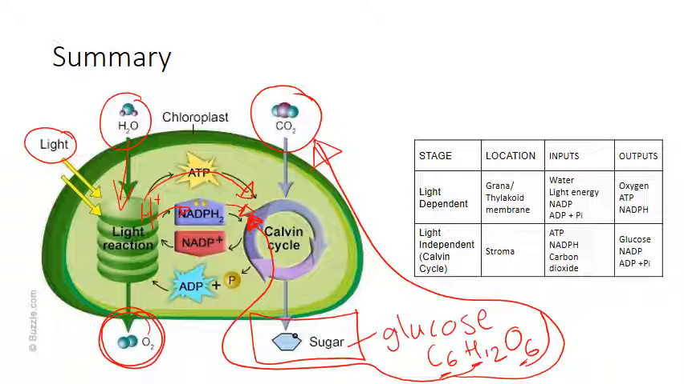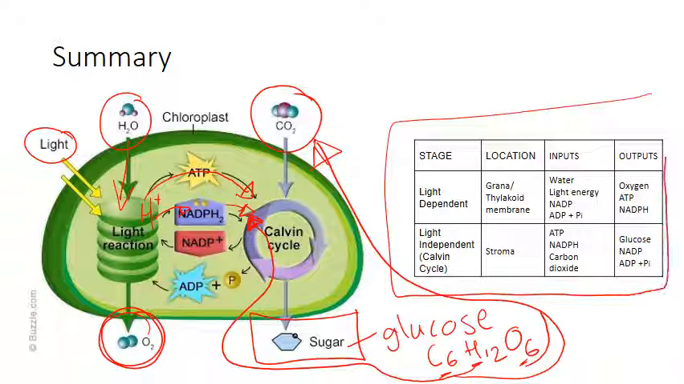If a diagram's really not your thing, I've also included a summary table that summarizes all the inputs and outputs of each of the 2 stages of the reaction and where they're occurring. So I don't really mind which one you use.